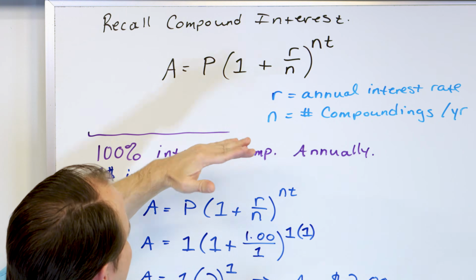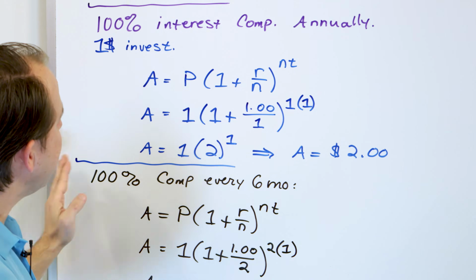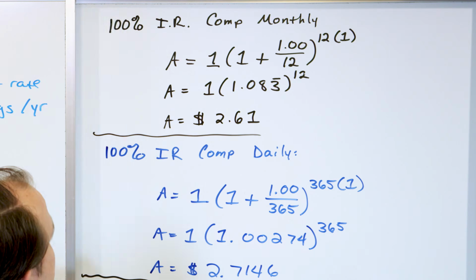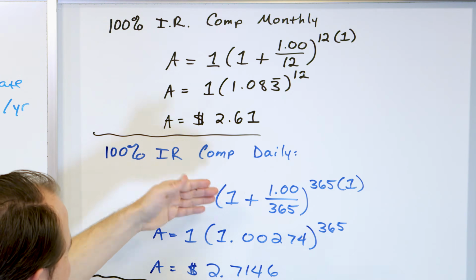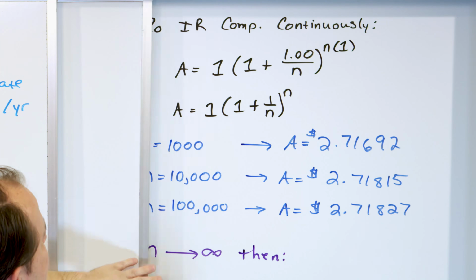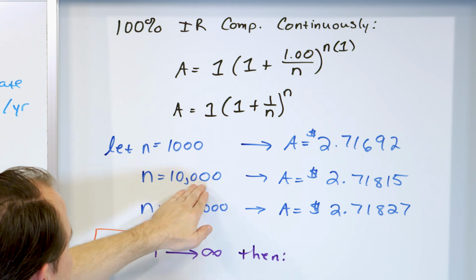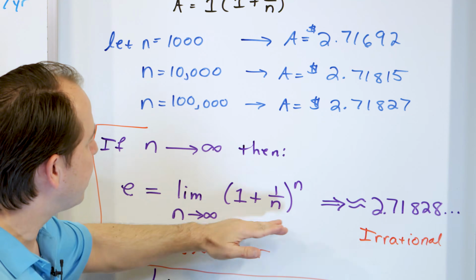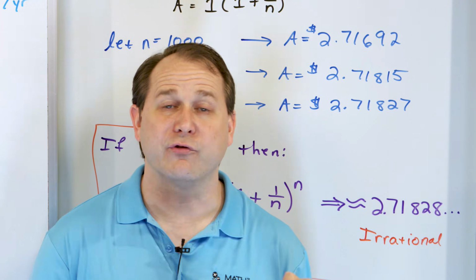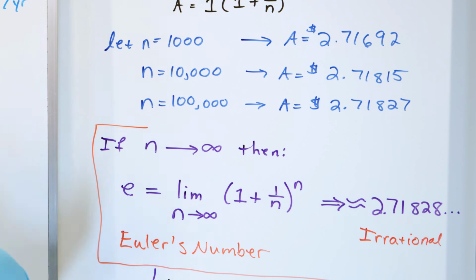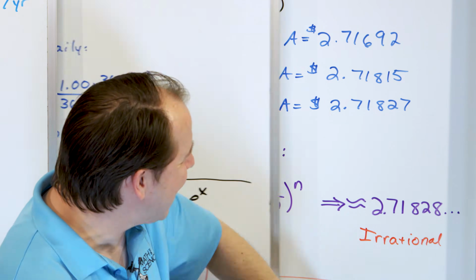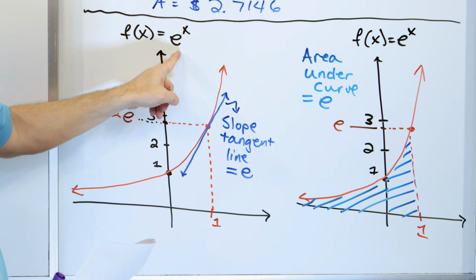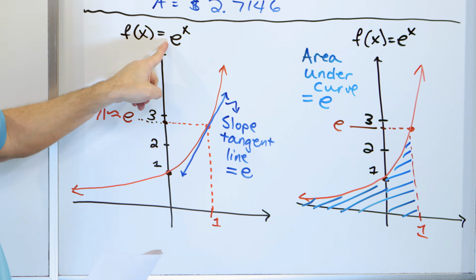If you compound annually a 100% interest rate and then keep compounding more often to 6 months, to every month, to every single day, and then on till finally you go 1,000 times per year, 10,000 times per year, 100,000 times per year, you eventually approach this very special number e, which falls out of the exponential growth equations. And then lastly, when you take that number e and you raise it to the power of x, you get an exponential function with a base of e.